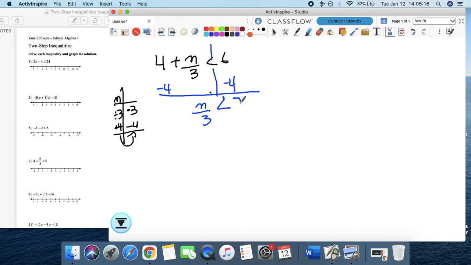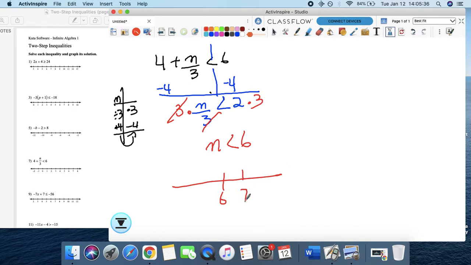6 minus 4 is 2. That's done. Next thing I'm going to do, I'm going to multiply both sides by positive 3. So I don't need to change the sign the other way. The inequality sign doesn't need to point the other way. So this 3 and this 3 simplifies to 1. 1 times n is n, and 2 times 3 is 6. So there's my answer.